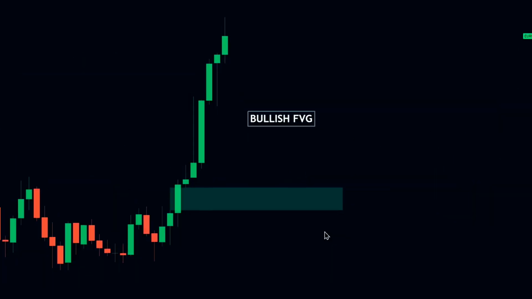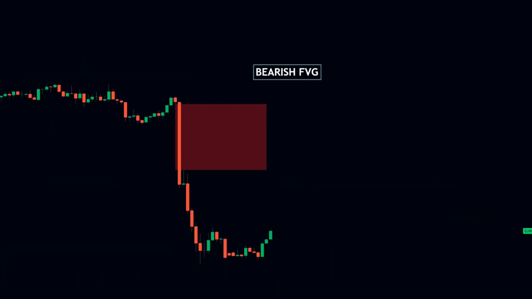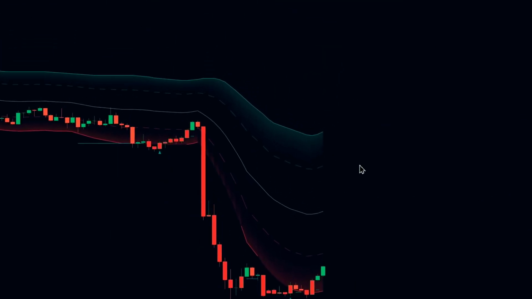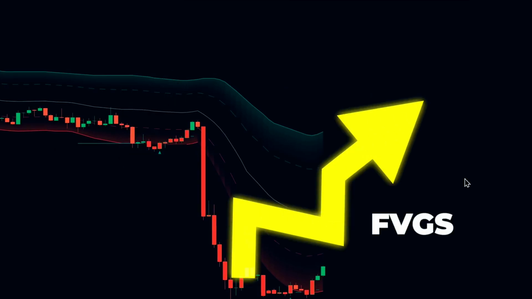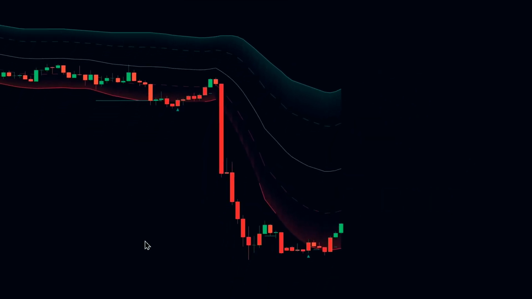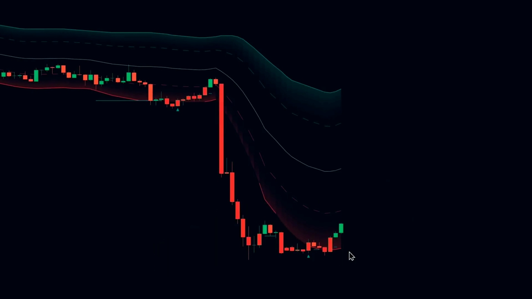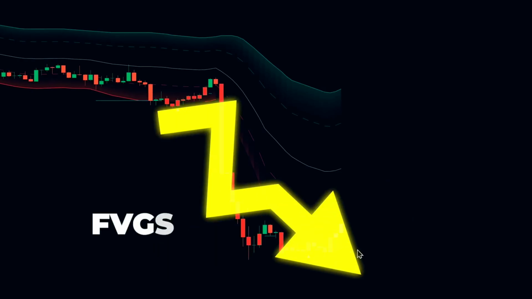This is a bullish FVG and this is a bearish FVG. These gaps are used to create the outer bands of the indicator. Basically, to make the upper extreme band, the indicator averages recent unmitigated bullish FVGs within the selected look-back period. And for the lower extreme band, it averages recent unmitigated bearish FVGs.